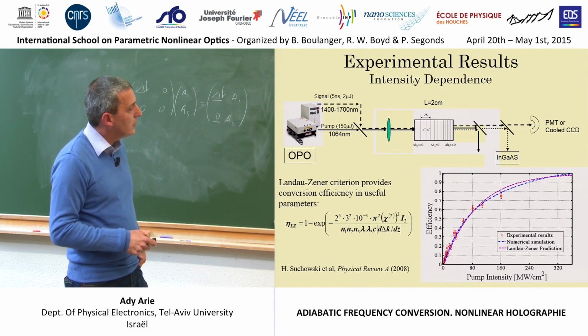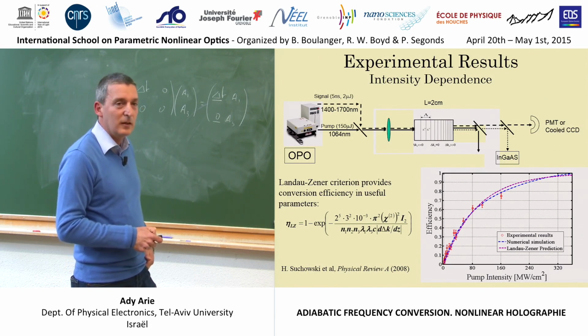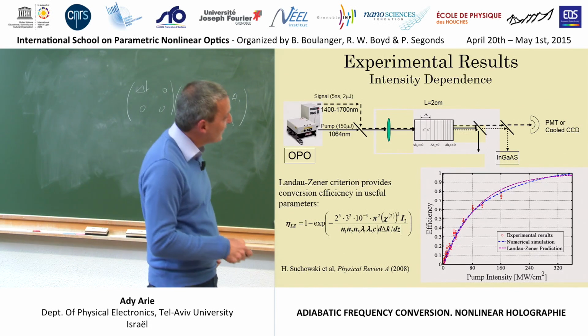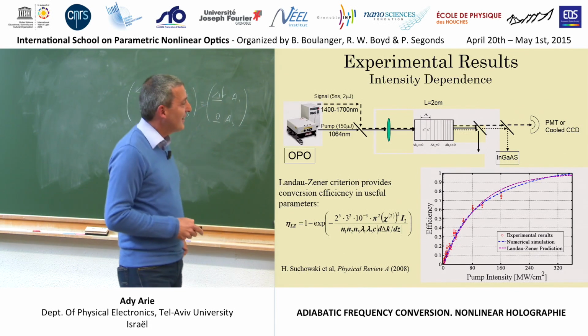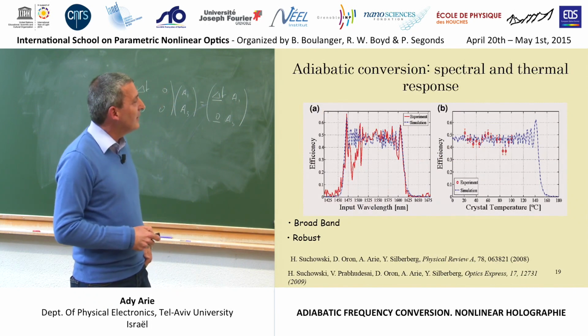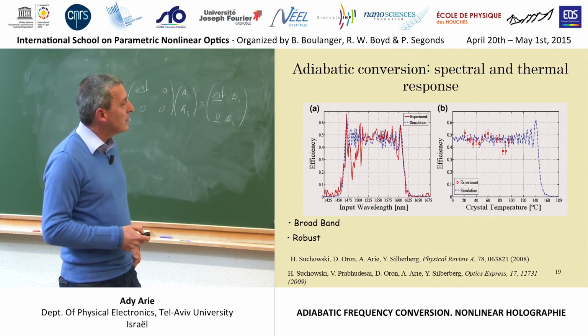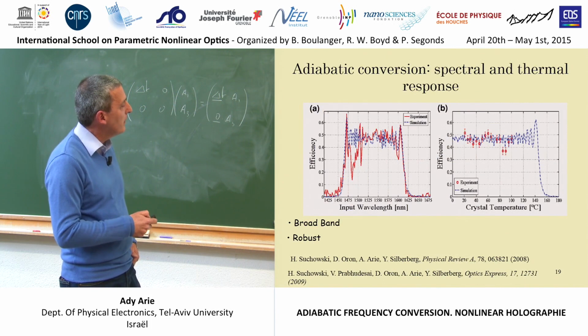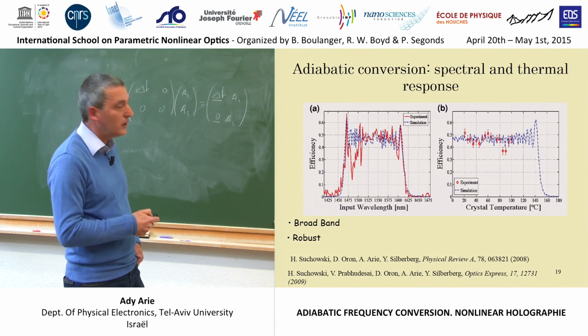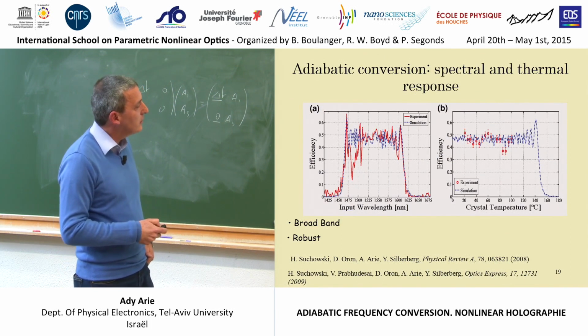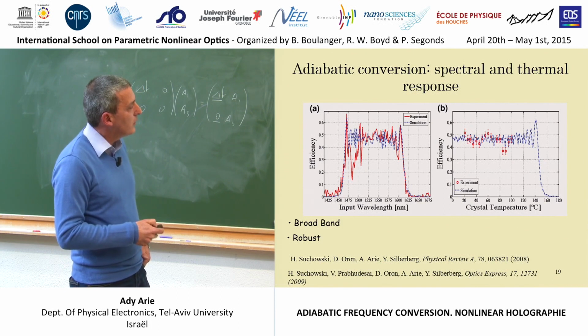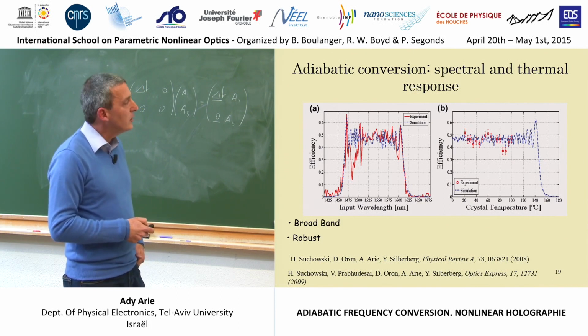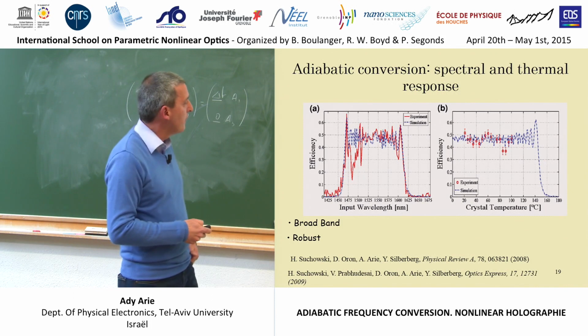So already it shows that we can get very good efficiency. Why don't we get to 100%? Because at this point the crystal broke. But at least it shows that it follows the right trend. It's very, very robust. I mean, we can change the wavelength. Here we change it over 175 nanometers. Nothing changes. We change the temperature over more than 100 degrees. Nothing changes. So it's very robust.